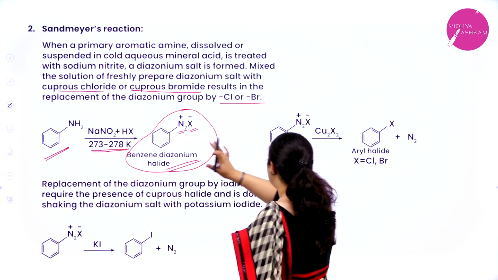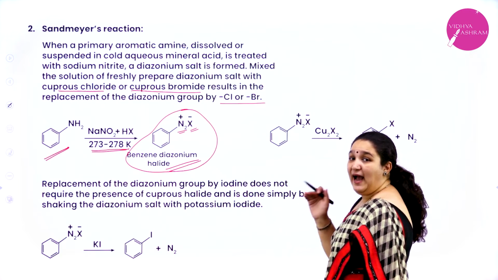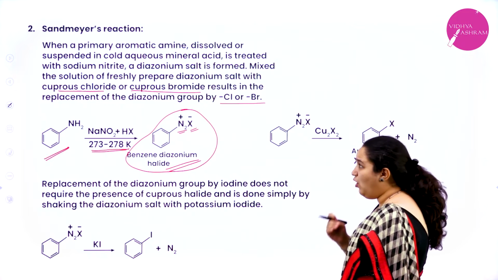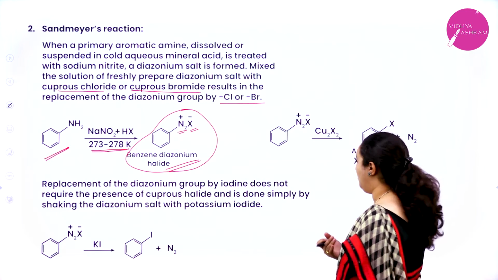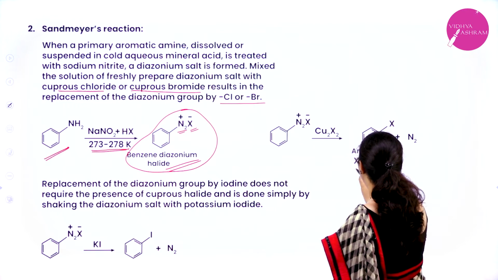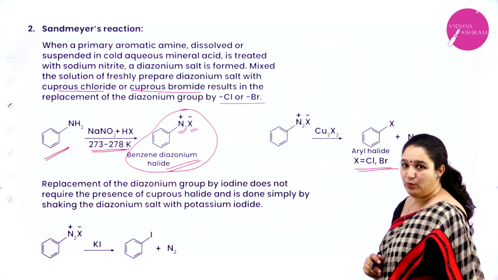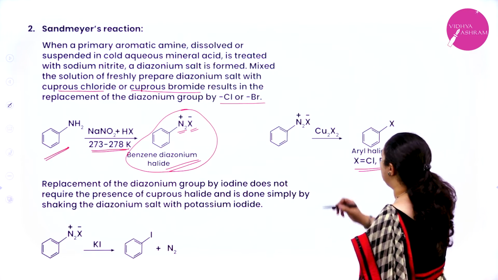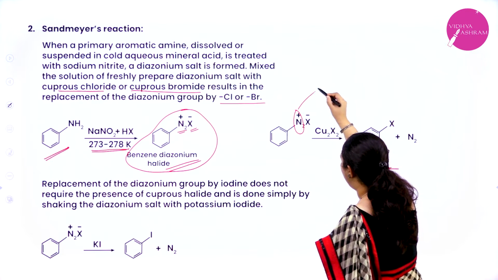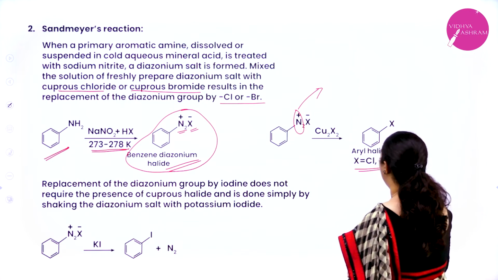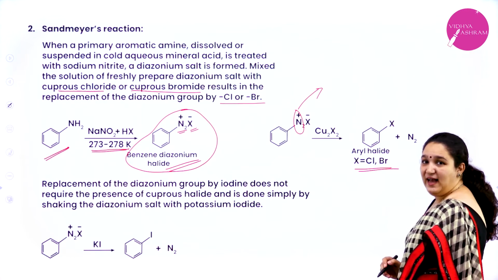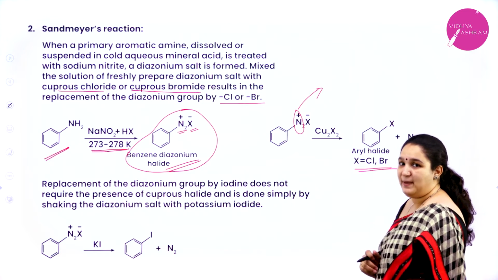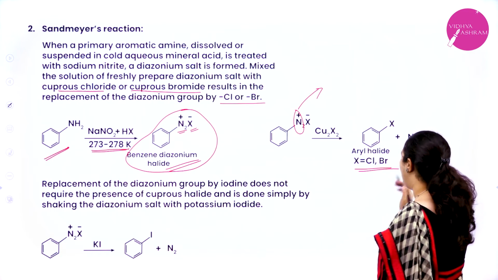Now you take the benzene diazonium halide and treat it with cuprous chloride or cuprous bromide. Here X can again be chlorine or bromine. What will happen here is the nitrogen will be liberated, and you will get an aryl halide, that is, the X will get bonded directly to the benzene ring. So I hope you have understood.